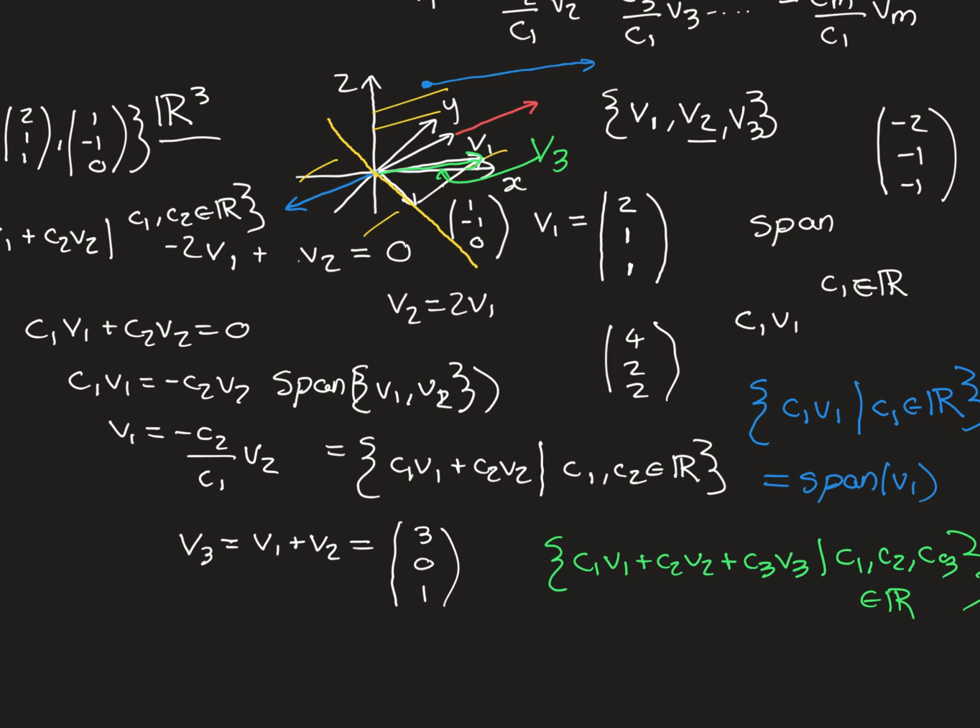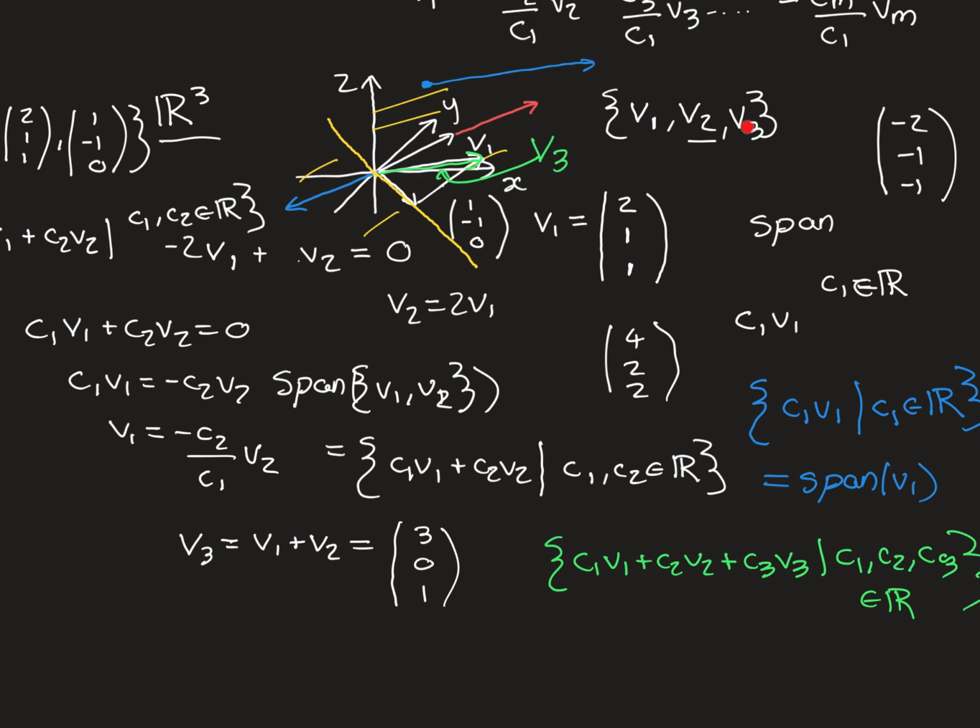So you're never going to get to one of these points that's outside of the plane. For instance, this point down here, (0, 0, -1), that's not in the plane. You're never going to be able to get to that point in this. So adding on that linearly dependent vector does not increase the span.